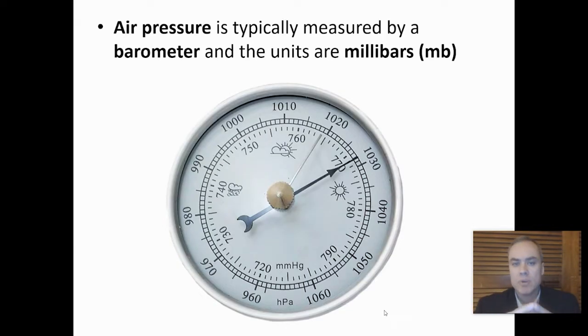Air pressure in millibars usually hovers somewhere within 100 of 1,000 millibars. So on this barometer, you can see the millibars around the outside don't go below 960 or so or above 1060 or so. The inside of the barometer has different units. You can also see that different types of weather are associated with different pressure.